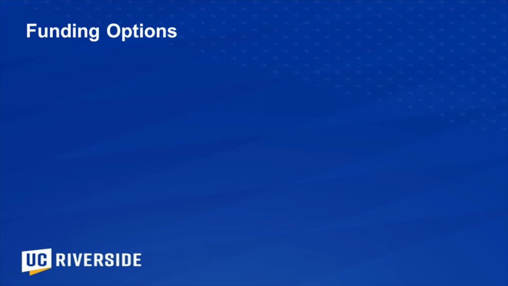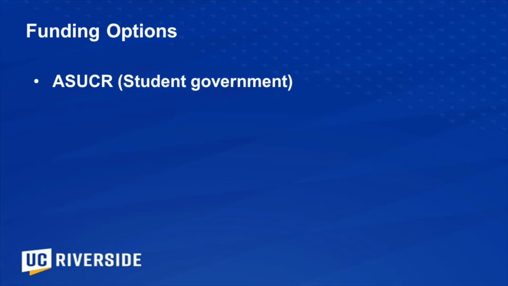Now we're going to transition to funding and how money works for student orgs. They can vary widely in how they manage their funds and where their funding comes from. Student organizations can request money from ASUCR, or they can acquire funding from many other sources. Let's start with ASUCR, which is our student government. ASUCR allocates funding for student orgs annually.